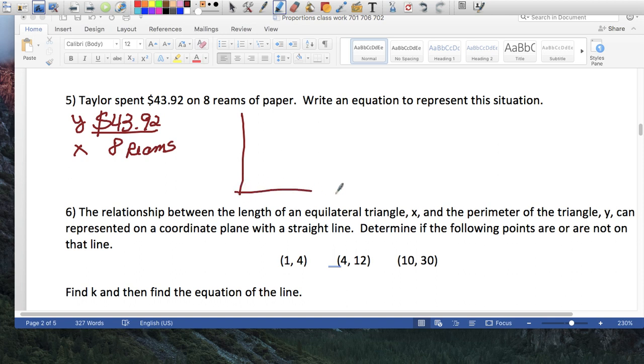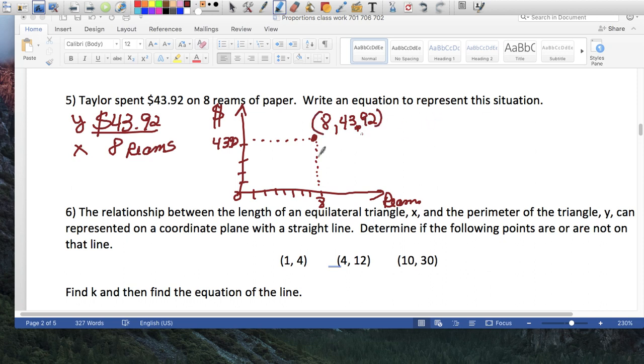So imagine this was a graph. This would be my dollars. This would be my reams of paper. So 0, 1, 2, 3, 4, 5, 6, 7, 8, and 10, 20, 30, 40. And I'm making this up, by the way. And this would be 43.92. So this point right here is 8 reams of paper. In 8 reams of paper, I'm going to spend $43.92.